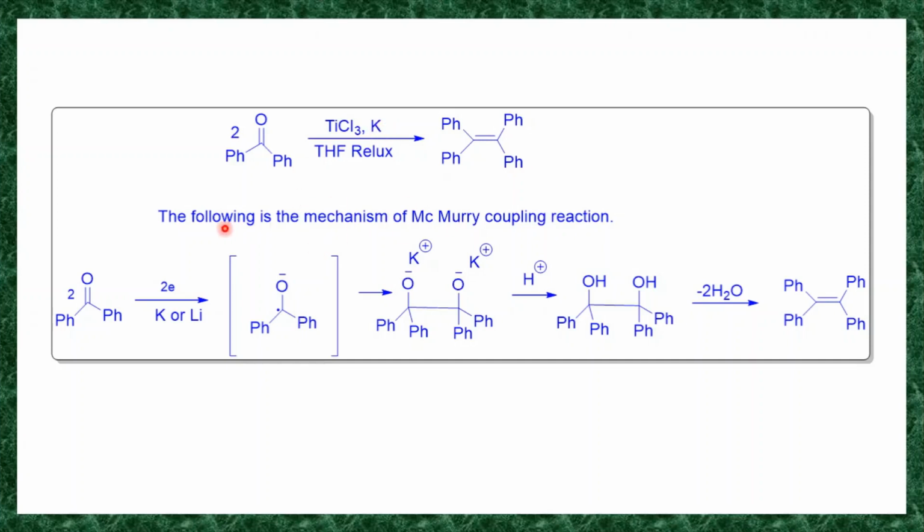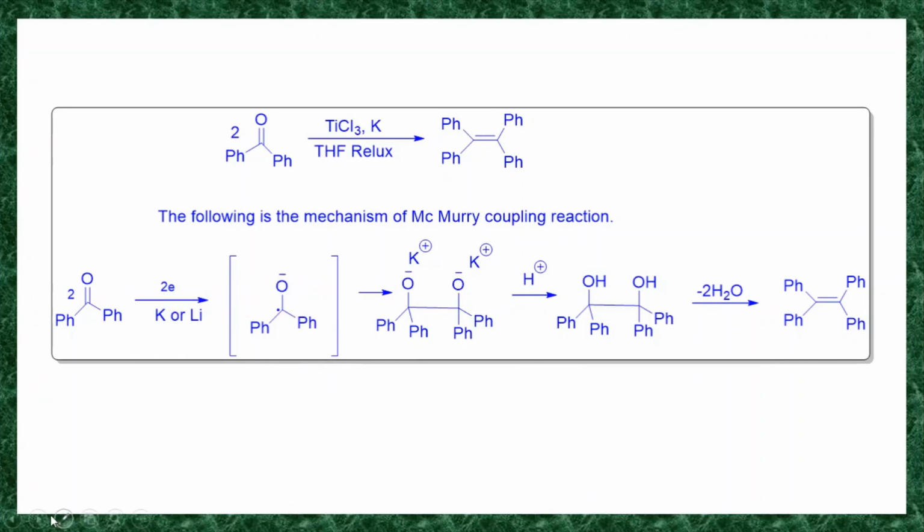So this is the mechanism of McMurry coupling reaction. This benzophenone reacts with potassium or lithium metal. The role of this potassium metal is that it oxidizes itself and it reduces benzophenone. It has one electron in its last shell, so it loses that one electron and reduces this carbonyl compound, and the bond will break. The bond pair shifts on oxygen, so there is a negative charge on oxygen, and you will get this radical ion.